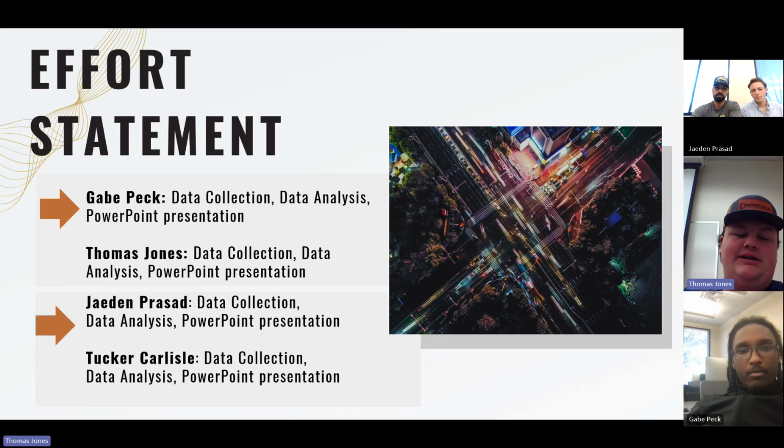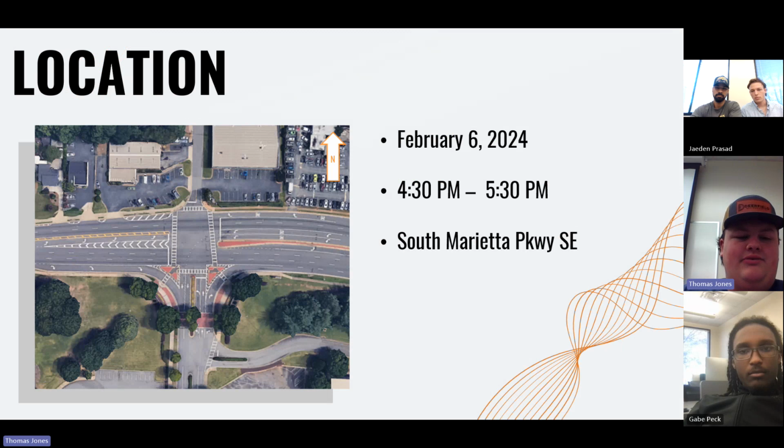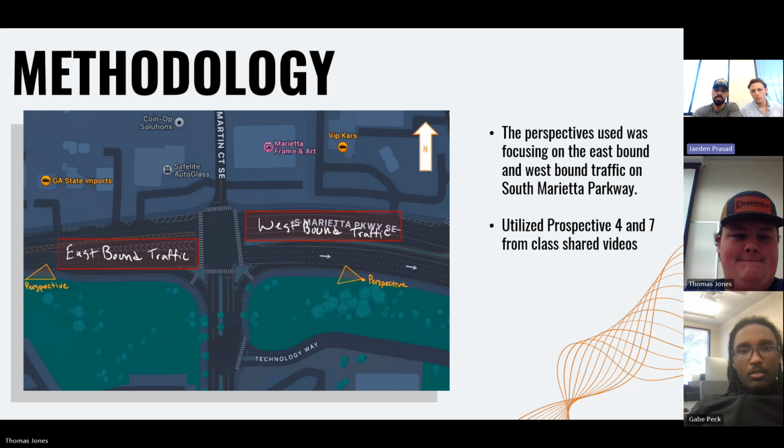Our effort statement is that we all contributed equally in the data collection, data analysis, and working on the PowerPoint together. As I said before, the location is the main entrance on South Marietta Parkway of the Kennesaw State Marietta campus. We collected data by using two perspectives, focusing on the eastbound and westbound traffic on South Marietta Parkway, and we utilized perspective 4 and 7 from the class shared videos.